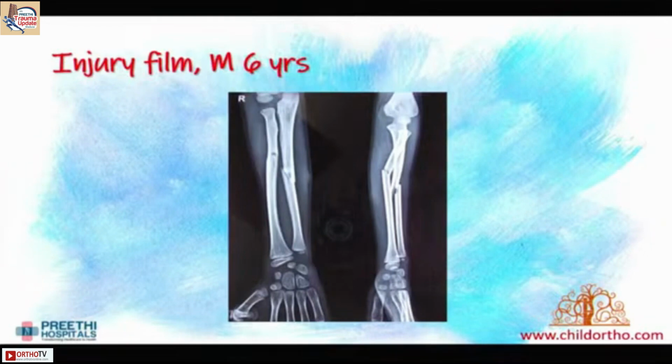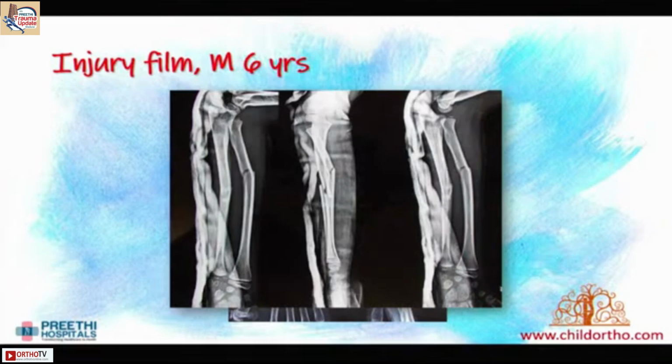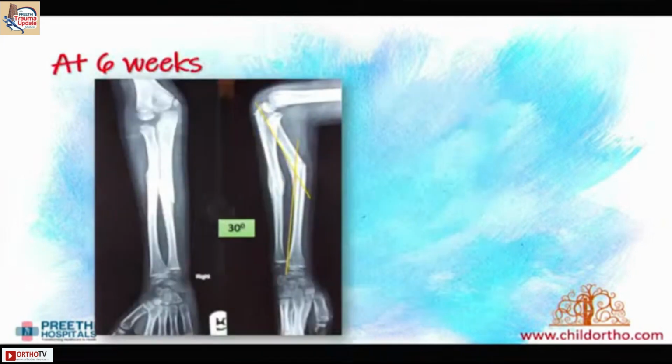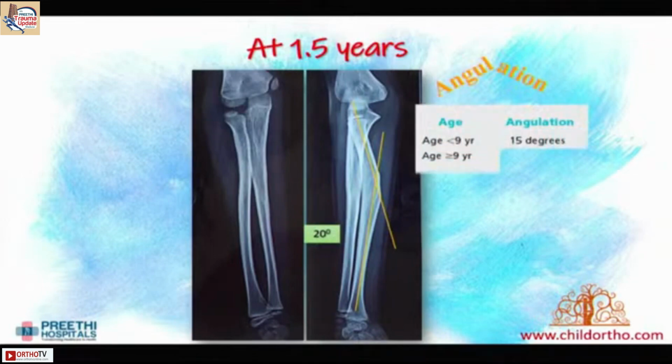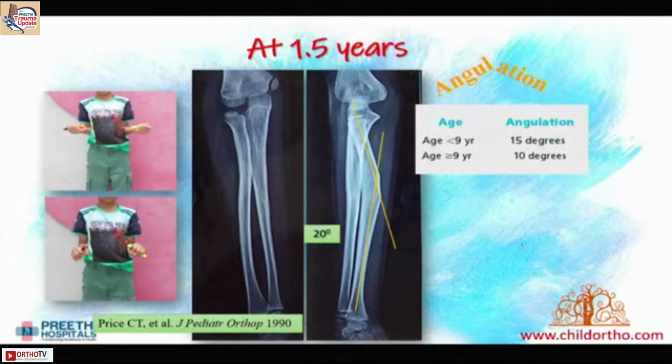Contrary to this, let's look at this 6-year-old male. This is the injury film, and this is how the child came to me on day 2. This is the angulation. What do you do? The parents, who were doctors, were asked to come for re-reduction and plastering. They refused. The child came back after 6 weeks with union with a 30-degree angulation, and at 1.5 years still had a persistent 20-degree angulation because the angulation criteria described by Rice Charles were not followed.